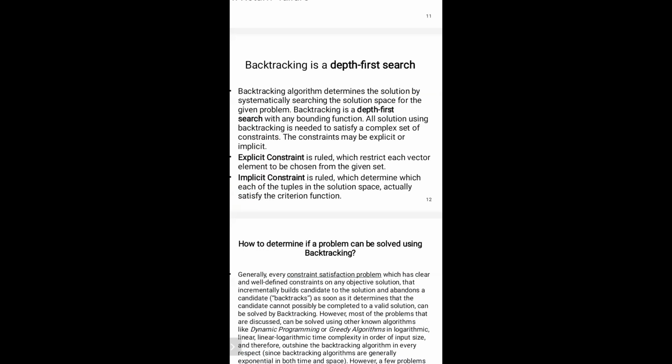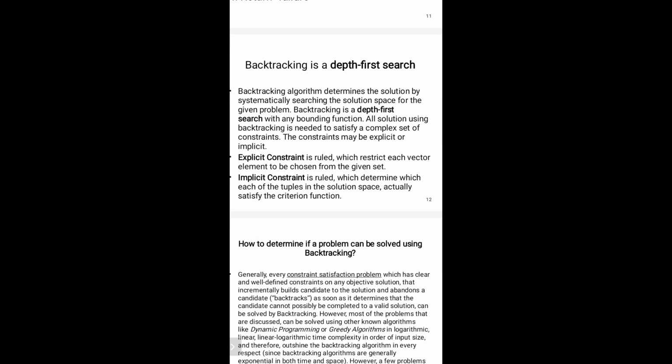Backtracking algorithm determines the solution by systematically searching the solution space for the given problem. So backtracking is a depth first search with any bounding function. Any bounding function you can take. It is like a depth first search. So our solution using backtracking needs to satisfy a complex set of constraints. So it should follow the constraints.